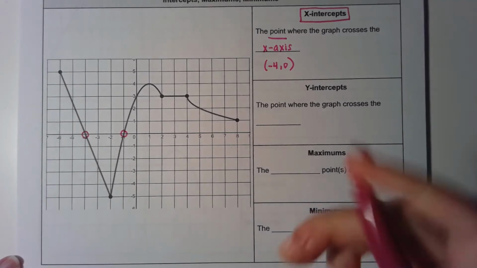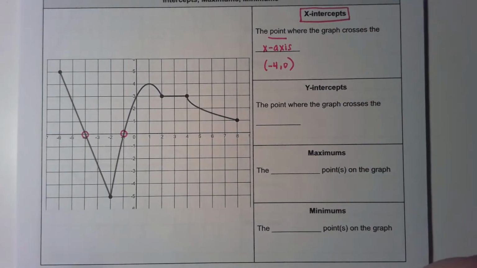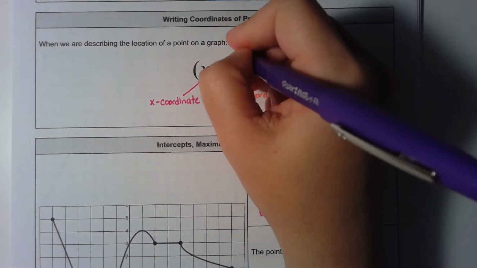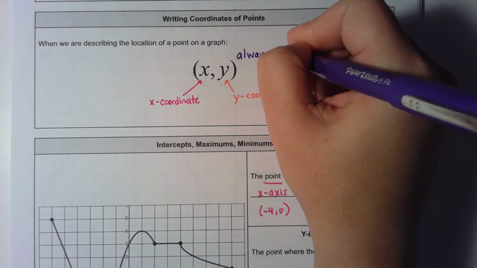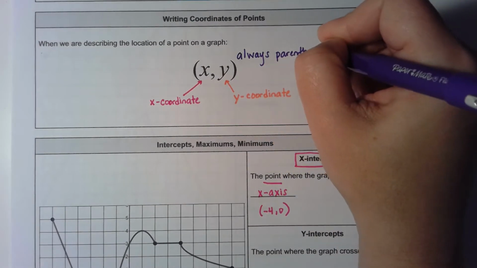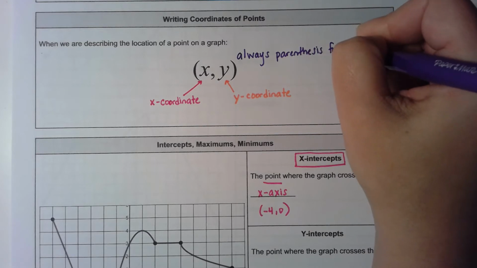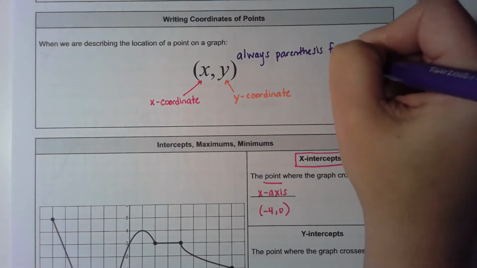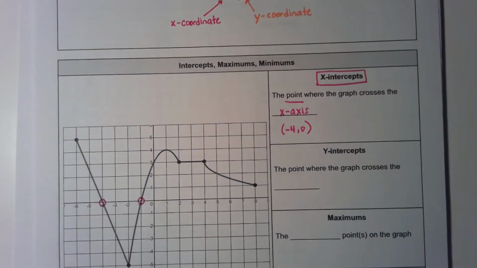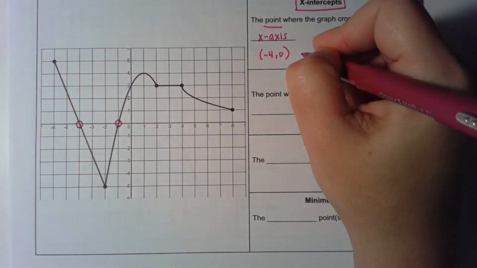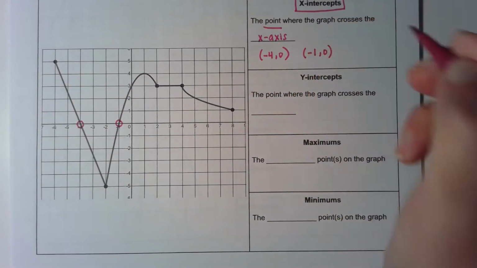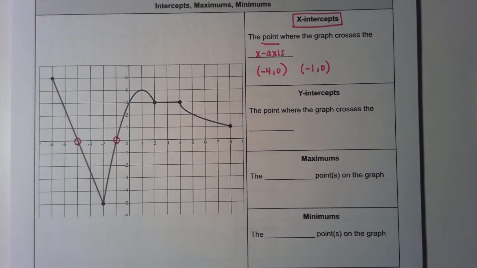Now for ordered pairs for points, we always use parentheses. This is not an interval. We don't need to worry about brackets versus parentheses. We always use parentheses for points. I should probably have mentioned that earlier. I apologize. So we're not talking about intervals, we're talking about points, locations on a graph, one spot. The second x-intercept would be when x is -1 and the y is 0. So there are 2 x-intercepts on this graph, (-1, 0) and (-4, 0).